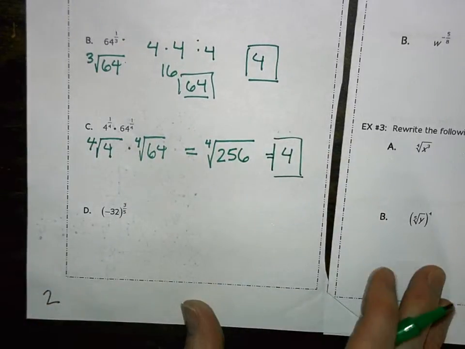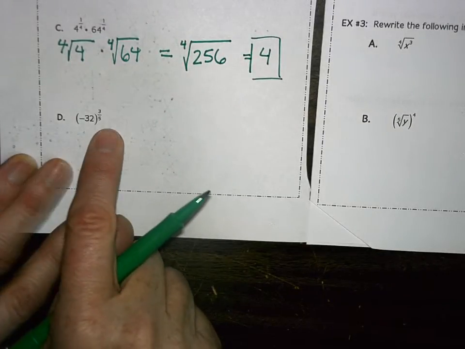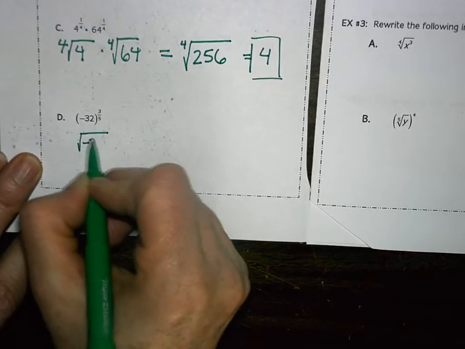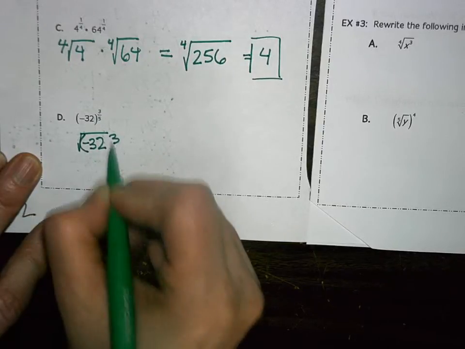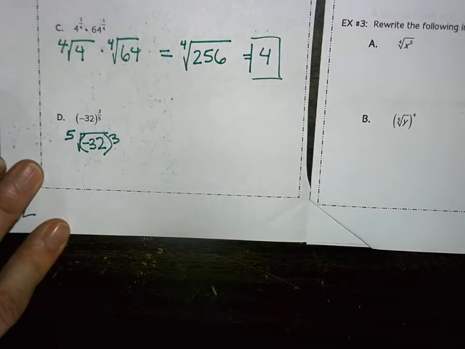All right, let's do D, simplifying this. It's a negative 32 raised to the 3/5. Well, that could be written as negative 32 to the numerator, 3rd power, raise that to the 3rd power. It's an odd power, it's going to be negative, and take the 5th root of that.